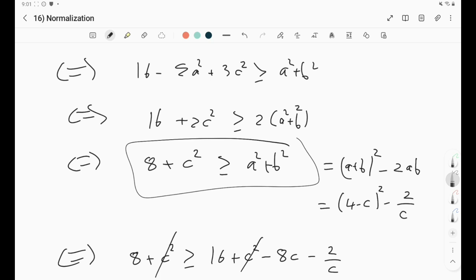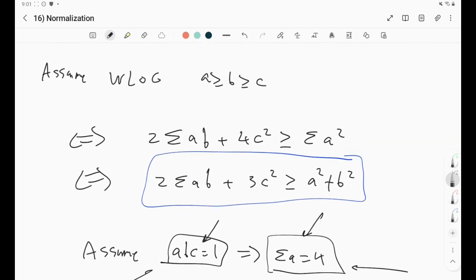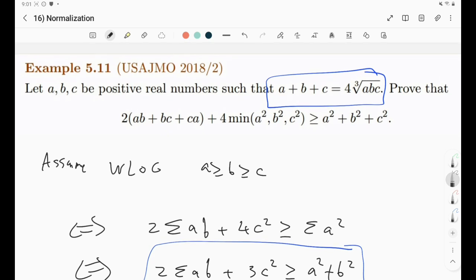As you see, we don't always want to homogenize. Sometimes we actually want to normalize. Why? Because we want to reduce the number of variables. If we just have a single variable, it's going to become way easier for us. We can sometimes use calculus-like ideas or tricks when you just have a single inequality with a single variable. So you should balance between homogenization and normalization. You see the question and you choose what you want to do.